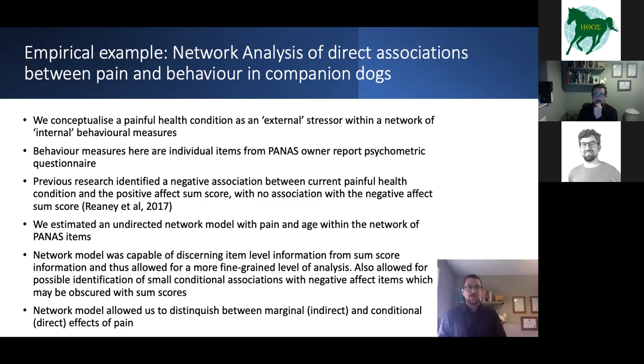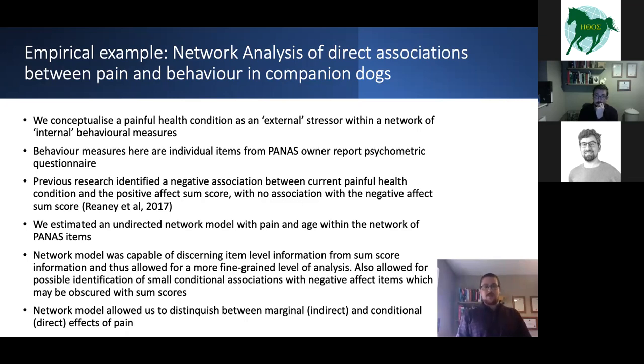We reanalyzed data that had already been reported, and the previous research that used this data used the sum scores from the PANAS questionnaire. So normally you get a score for positive effect and negative effect. And that research detected a negative association between current painful health condition and the positive effect sum score, with no association detected with the negative effect sum score.